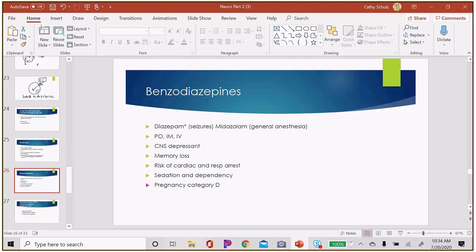Benzodiazepines are medications that can be used for status epilepticus, and diazepam can be used for that reason, which is Valium. Valium can certainly be used for other things as well, which we'll talk about later in the afternoon. Midazolam, which is Versed, is a benzodiazepine that's used as part of general anesthesia. Some benzodiazepines are really only IV or IM, like midazolam. Diazepam can also be given by mouth.